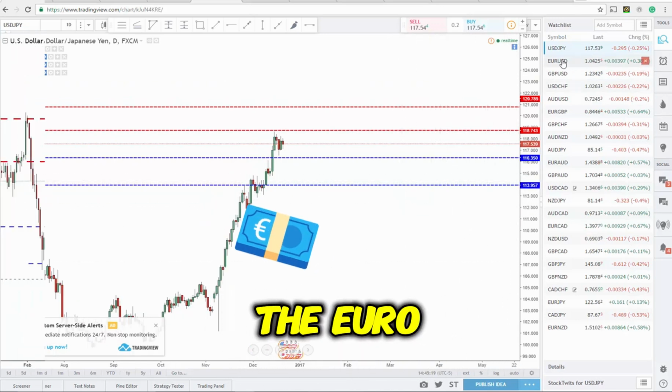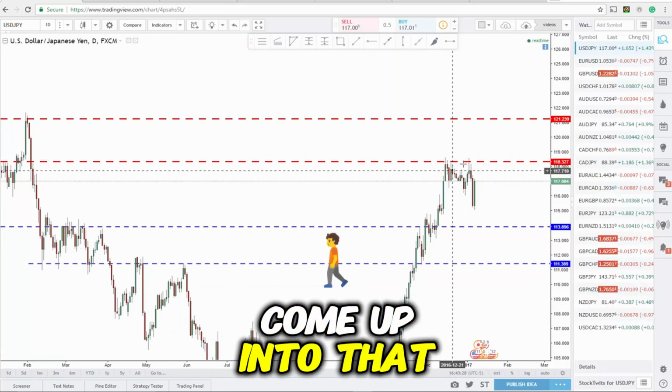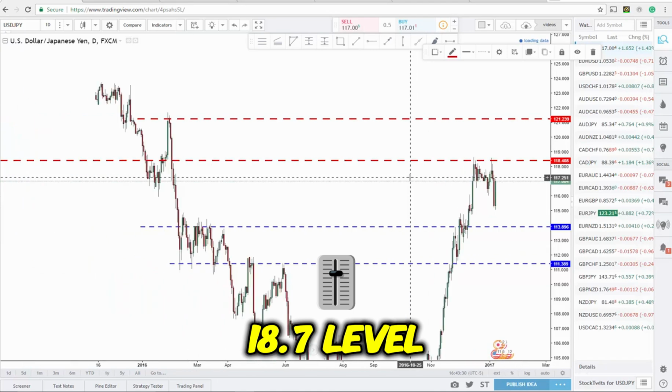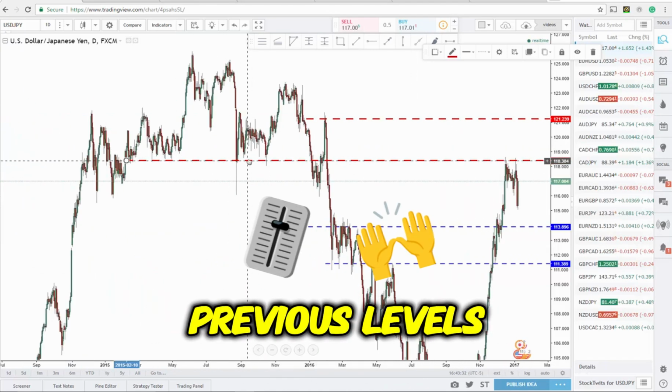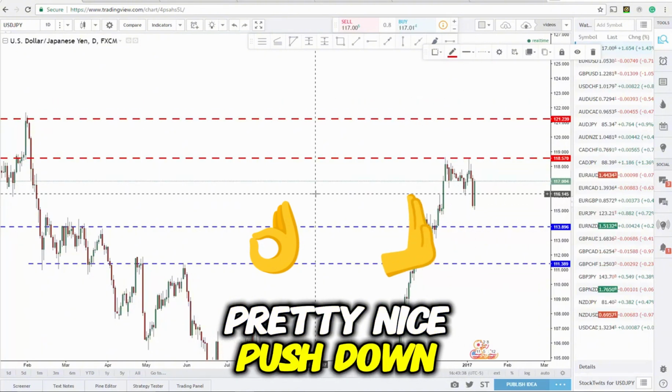Let's move on to the euro dollar now. All right, guys. So as you can see, the market did come up into that 118.7 level right here at these previous levels of support. And we got a pretty nice push down from that level.